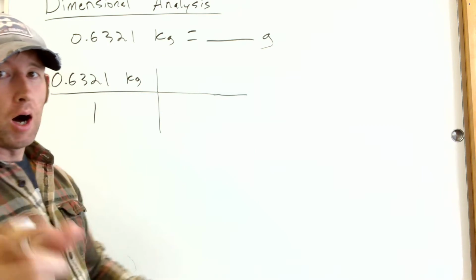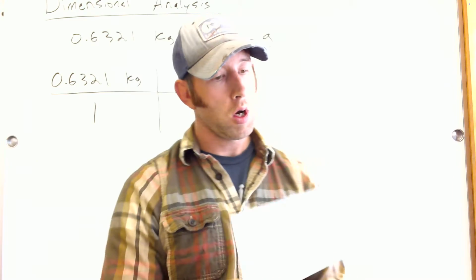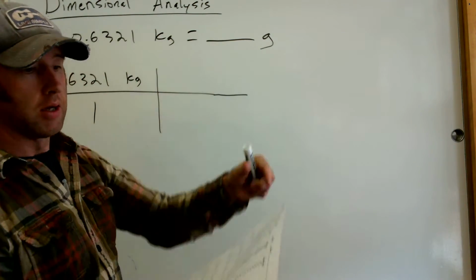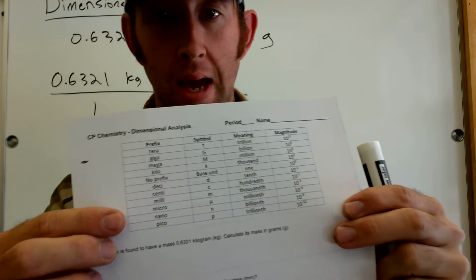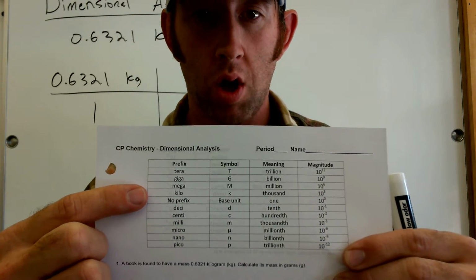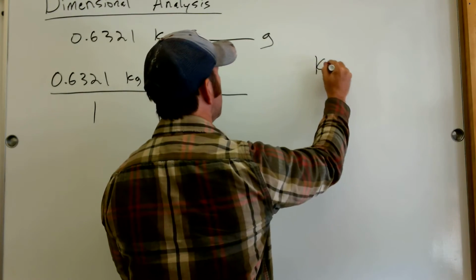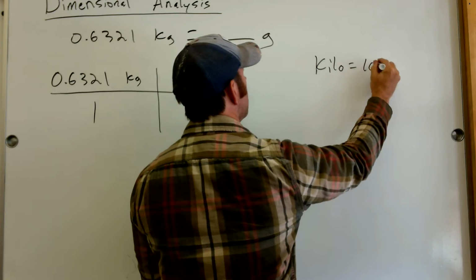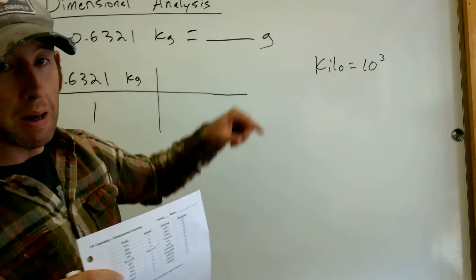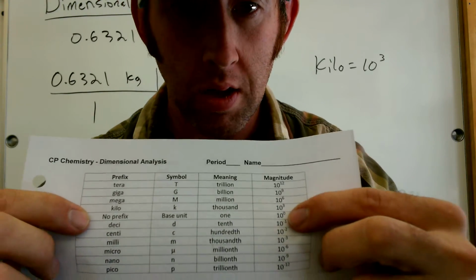All right. So the next step here is I go to my table. I want to convert this to grams. So I'm going to go to my handy sheet here. I'm going to find kilograms, which is my kilo column, which is 10 to the third. Grams in this case would be my base unit. So my base unit on that table, if you look at it right there, 10 to the 0.